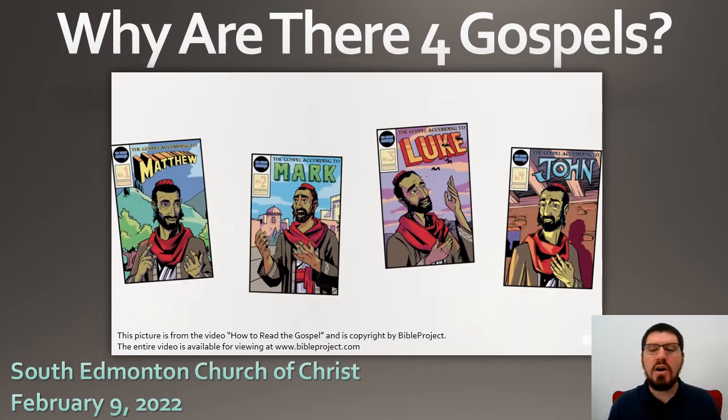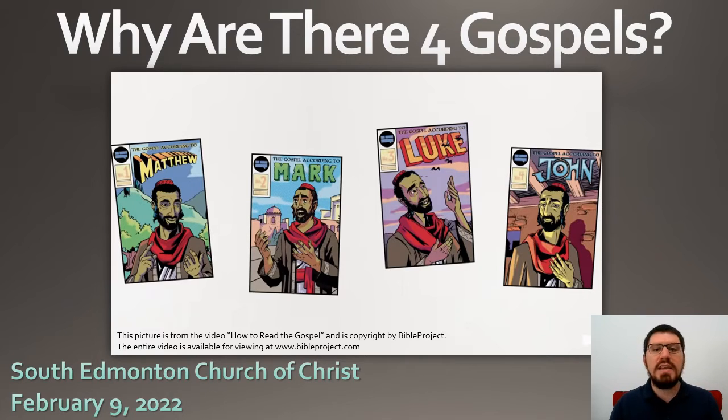It doesn't take you very long after you open up the pages of the New Testament to find out that you're going to find four different gospels right there. And many times people have a question of why are there four gospels? Well, I want to point out some of the purposes behind why there are different gospels right here.